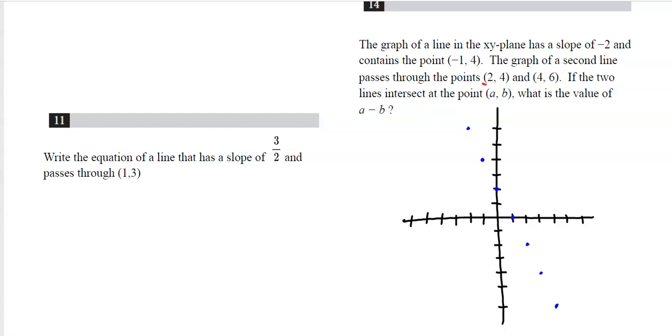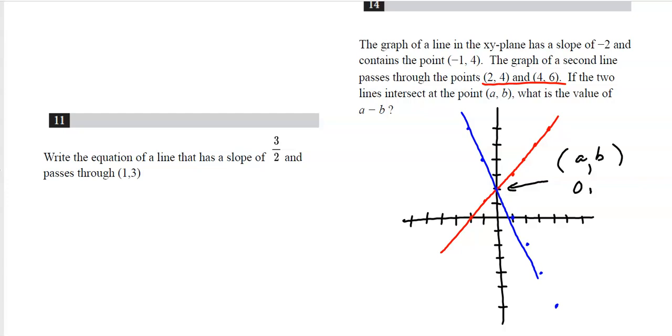My next line has to go through those points. 2, 4, over 2, up 4, and over 4, up 6. So it looks like that one is dropping 2 and 2, or 1 and 1. Bam, right there. So I just found that intersection. You're going here, you're going there, and I found the infamous A, B that they're looking for. Well, it's really 0, 2. That's the A and the B, 0, 2. So they want me to do 0 take away 2. The answer would be -2.